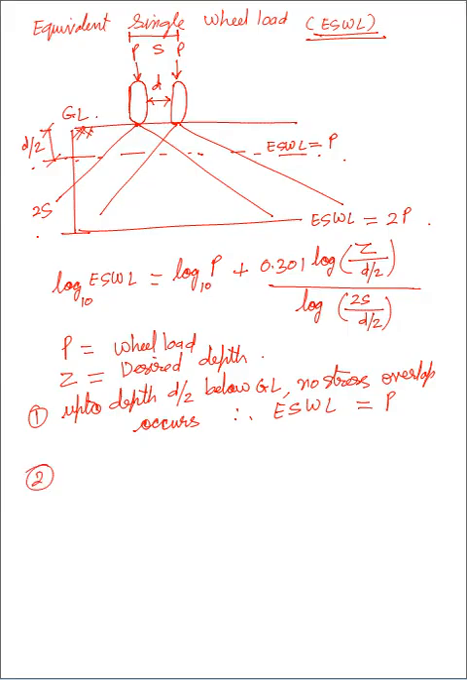But number 2, for depth greater than or equal to 2S, then ESWL will be how much? It is equal to 2P. So remember this formula and remember this criteria also. You can easily solve any question now.